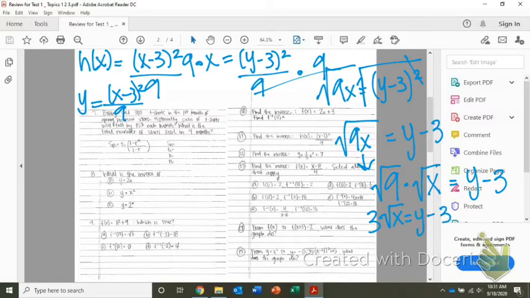Now, to get y by itself, I have to add 3 to both sides. So does this make this 6 square root of x? No. The answer is no. It makes it 3 square root x plus 3 equals y. That is because 3 and square root of x are multiplying. So you can't just throw that positive 3 on there and say, oh, 3 plus 3 is 6. No, doesn't work that way. Okay?